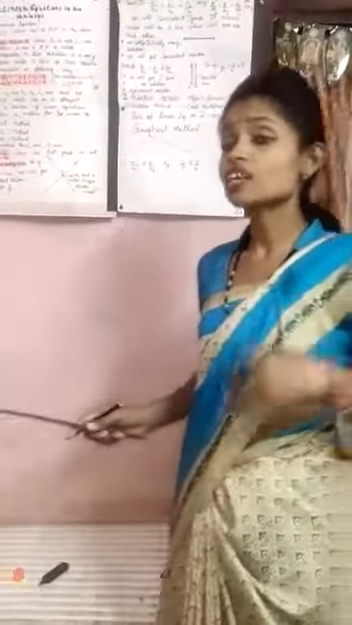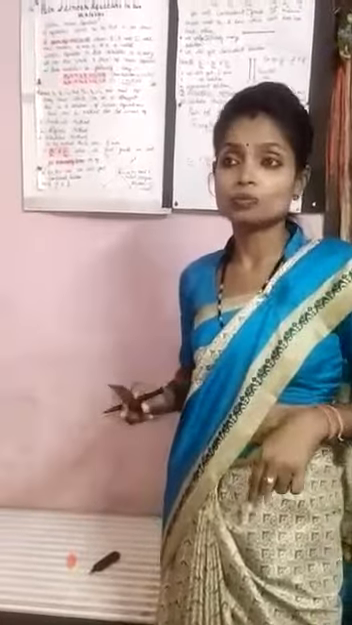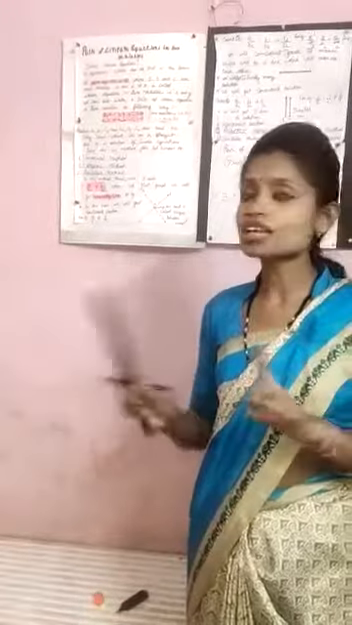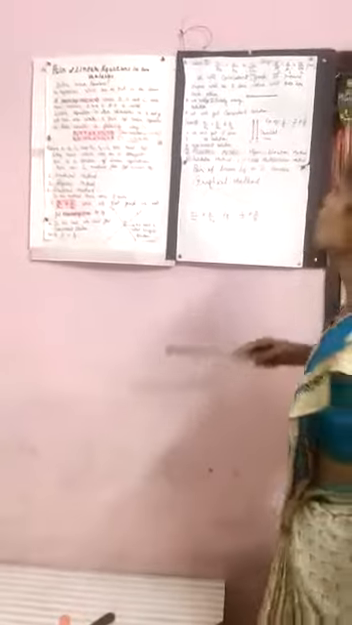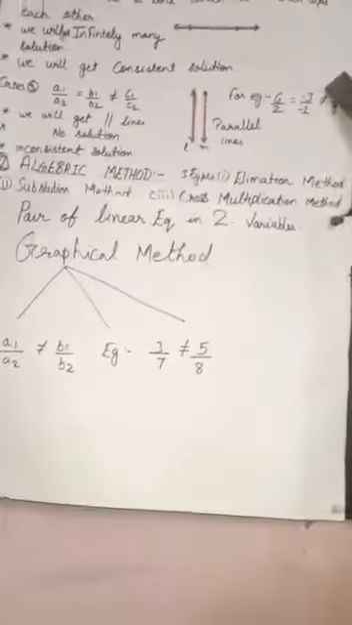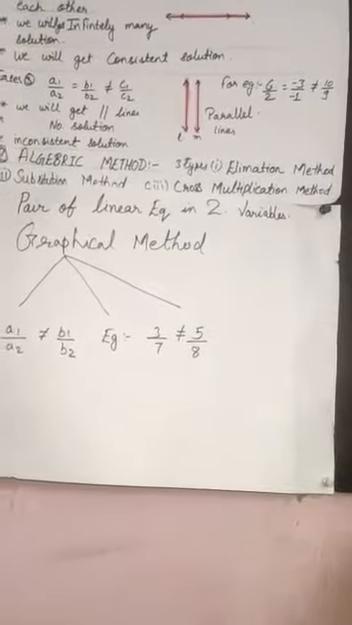What is the third case? Repeat after me. A1 by A2 is equal to B1 by B2, but it is not equal to C1 by C2. In that case, you will be getting parallel line graph. For example, I am writing one example: 6 by 2 is equal to minus 3 by 1, but it is not equal to 10 by 9.